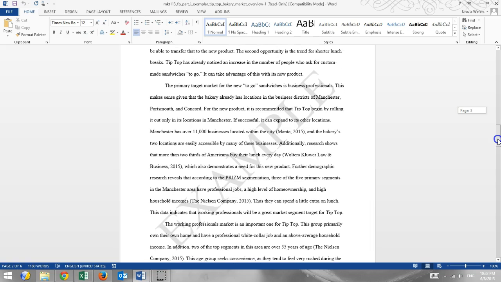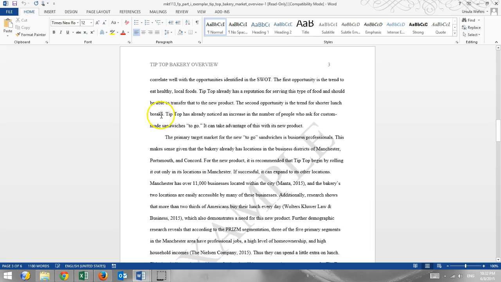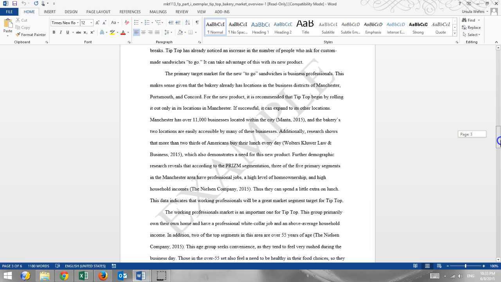Then we have the target market analysis. If you start reading here, the primary target analysis for the new-to-go sandwiches is business professionals, and they give a whole explanation of demographics, geographics, psychographics. So make sure that you don't miss any of this information. Not all of the papers of the target market analysis were 100% satisfactory when they were submitted. So go and check the feedback that was provided to you and improve this so that you can get the best points possible.